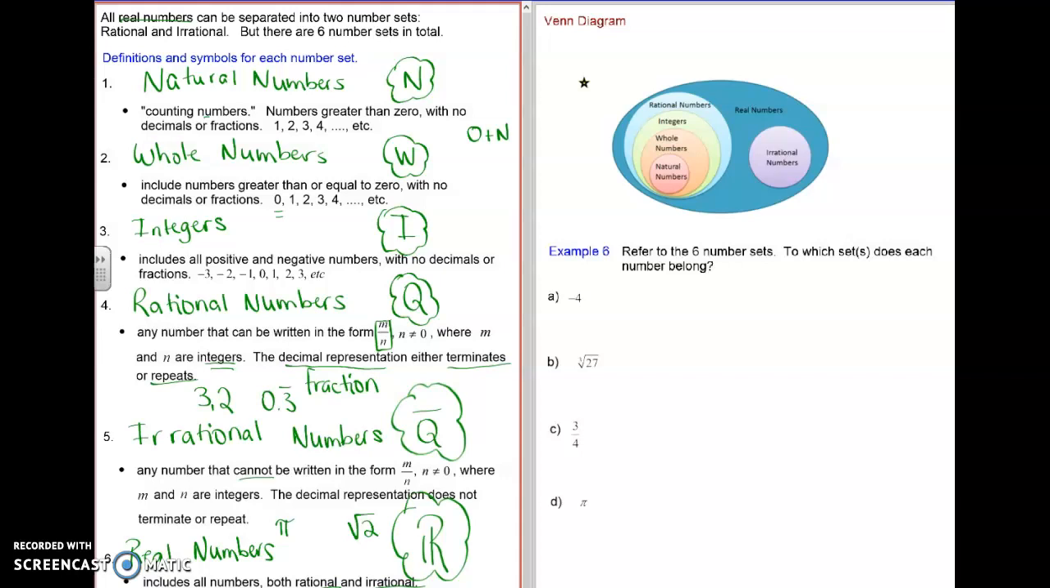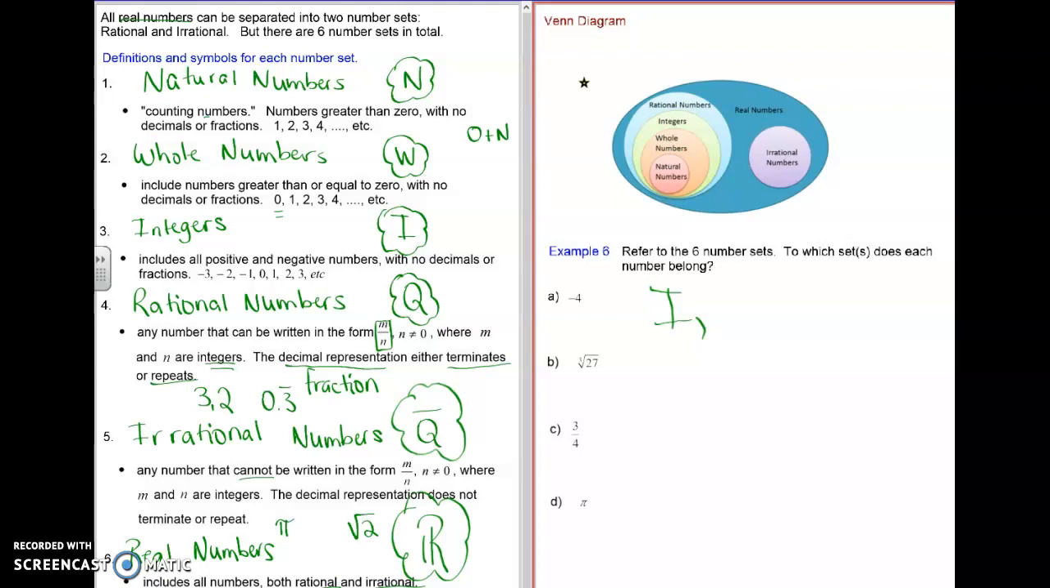So in example 6, we have to look at the number -4 and decide which number system it belongs to. I start at the top and work my way down. Is it a natural number? Does -4 get included when I start to count numbers starting at 1, 2, 3, 4? No, there are no negatives there. So it's not a natural number. I look at the whole numbers. Is it in the list 0, 1, 2, 3, 4? No, there are no negatives in there. So the first number system that includes negatives would be integers. So -4 belongs to the integer number system.